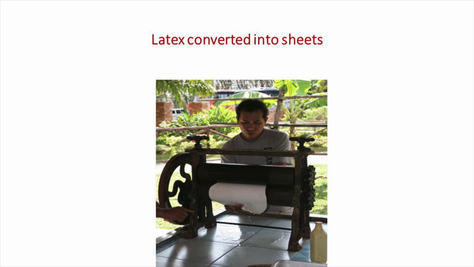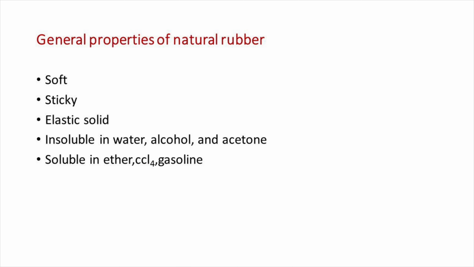Latex is diluted so that it contains 15 to 20% of rubber, filtered and treated with formic acid or acetic acid. The rubber gets coagulated as a soft white mass, which is separated, rolled into sheets using soft rollers and smoked at a temperature of 40 to 50 degrees Celsius. I think you are familiar with natural rubber. What are the general properties of natural rubber?